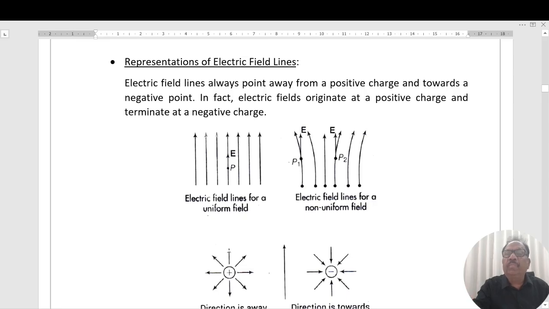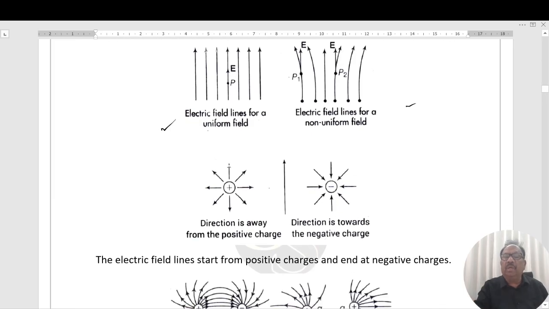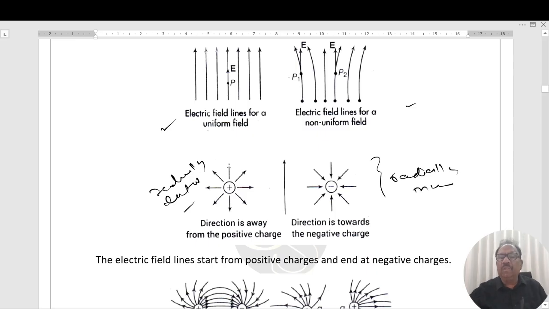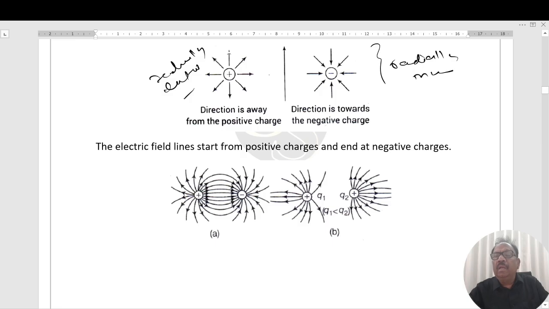Electric field lines always point away from the positive charge and towards the negative charge, as already discussed. In fact, electric field lines originate at a positive charge and terminate at a negative charge. This is for a uniform field, this is for a non-uniform electric field, right? Now, this direction is from the positive charge, radially outward, and this is radially inward. The electric field lines start from the positive charge and end at the negative charge.